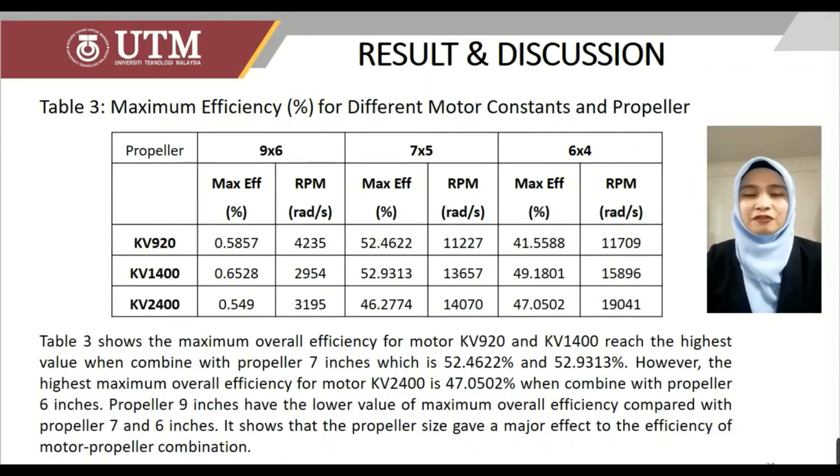It's totally different for table 3, which is maximum efficiency for different motor constants and propellers, where motor KV920 and KV1400 achieve the highest maximum efficiency when combined with propeller 7-inch, but motor KV2400 achieves the highest maximum efficiency when combined with propeller 6-inch. So propeller 9-inch has a lower value of maximum efficiency compared to propeller 7 and 6-inch, showing that the propeller size gives a major effect to the efficiency of the motor-propeller combination.